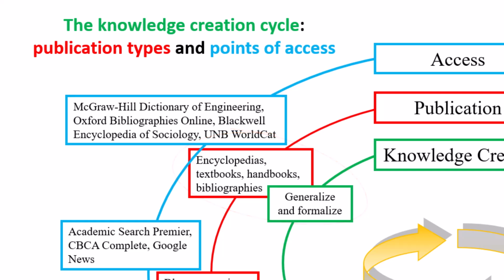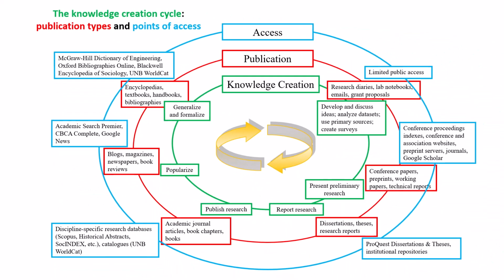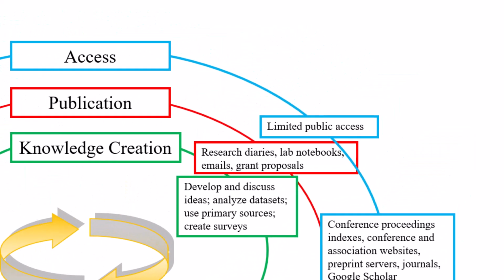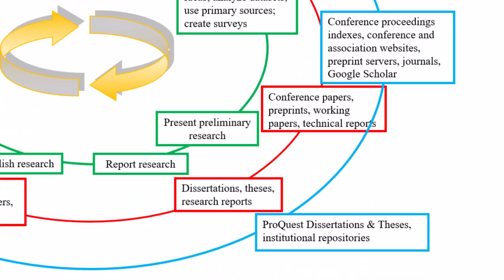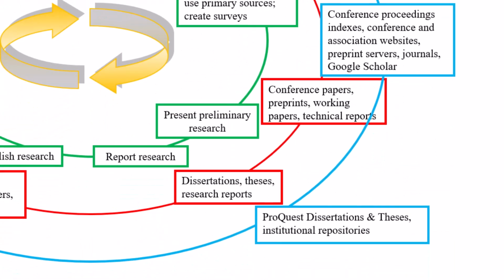Some academics also synthesize their findings into review articles and textbooks to provide an overview of key concepts for a broader audience. Let's try to match up the different stages of the academic knowledge creation cycle with different types of documents produced along the way. When they are developing ideas, they may create research diaries, laboratory notebooks, emails, and grant proposals. When academics are ready to share their preliminary research, they may present conference papers, later published in conference proceedings, or release preprints. These are versions of scholarly or scientific papers prior to peer review, working papers, or technical reports.